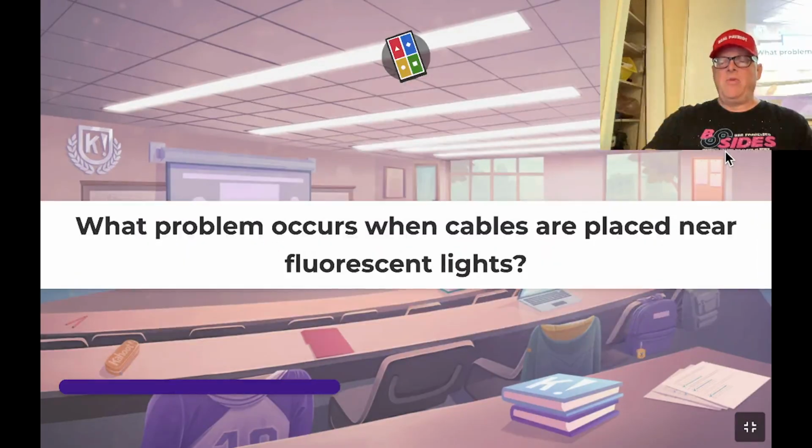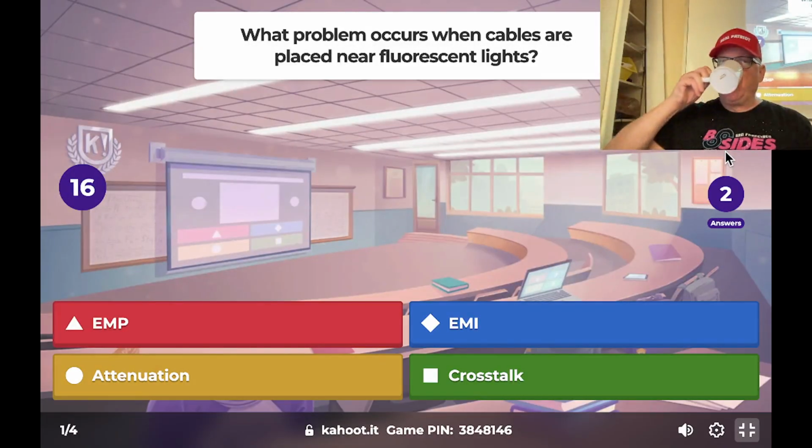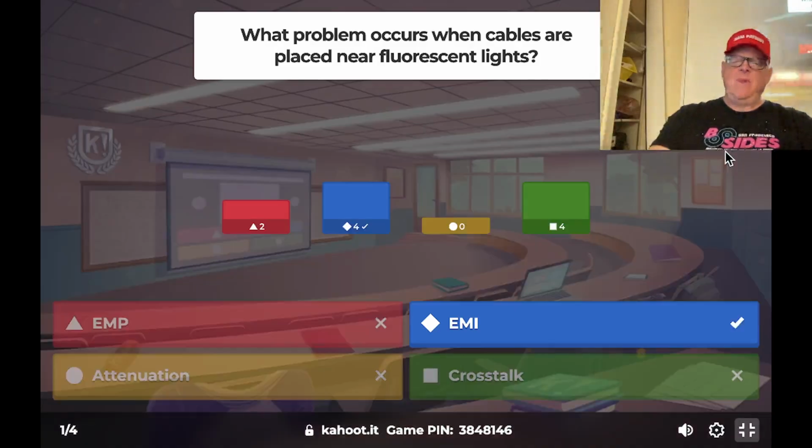All right, if you put cables near fluorescent lights, what happens? Electromagnetic interference. EMPs are what you get from a nuclear bomb. The external electrical signals coming in, that's EMI.